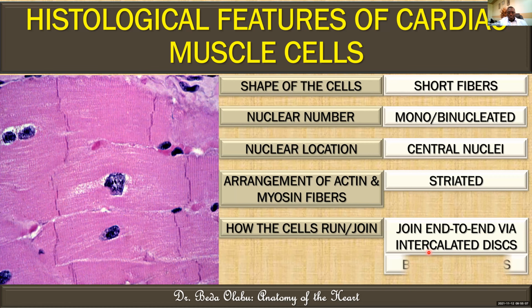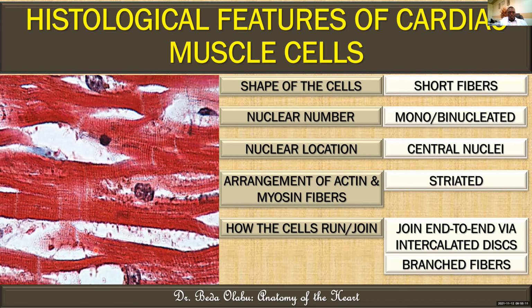One last thing is that cardiac muscle cells are branched. As you can see there, that's branching, maybe that one as well, and even that one if I'm not forcing it. So these are the histological features of cardiac muscle cells.